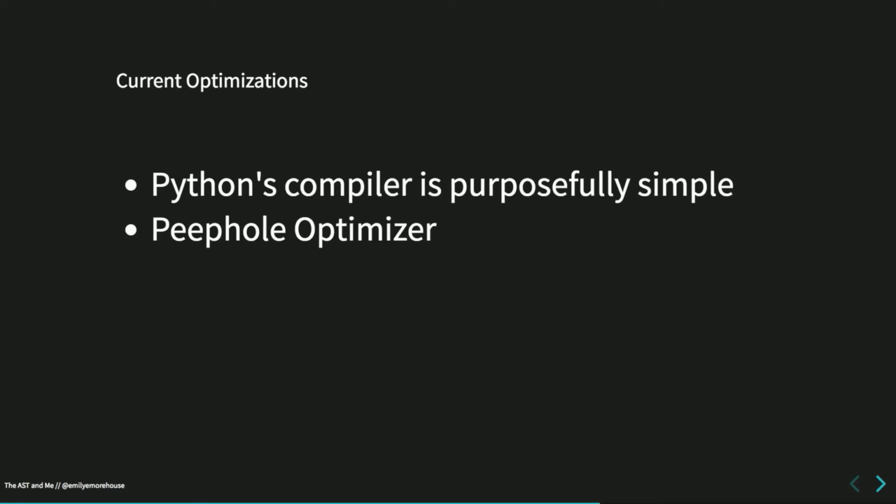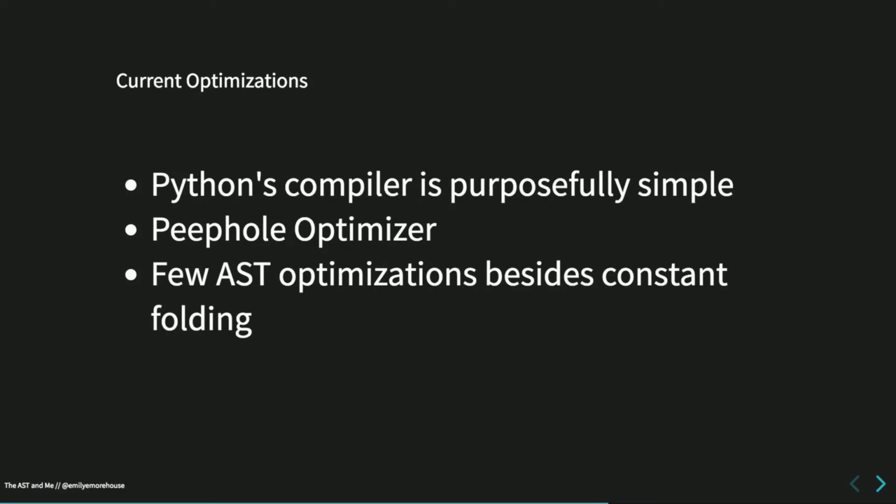One of the optimizations that does exist in Python is called the Peephole Optimizer. We'll get into exactly what that is. And then otherwise, there's really very few AST optimizations besides something called constant folding in Python. But if you're a language nerd and you're really interested in language implementations, this is a really great place to dive in to see the different ways in which languages handle optimizing. So let's talk about peephole optimizations.